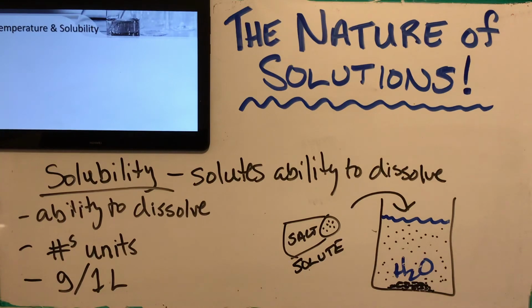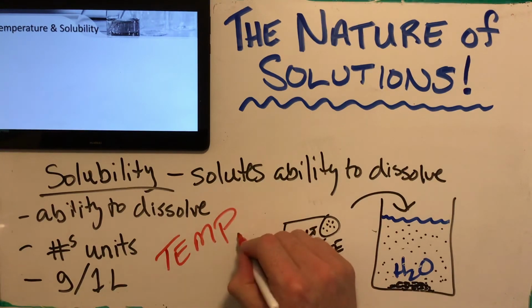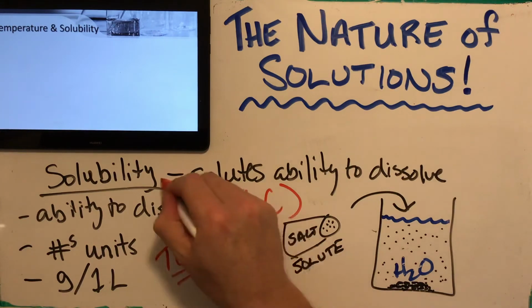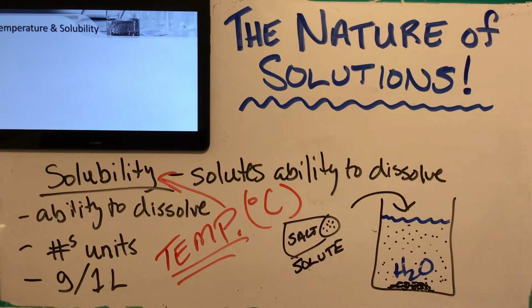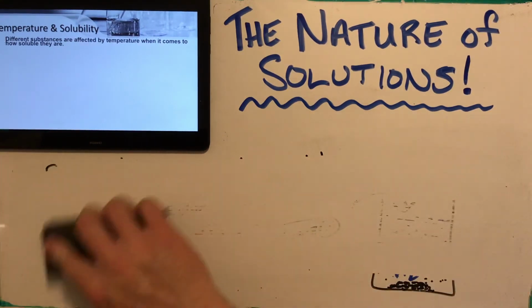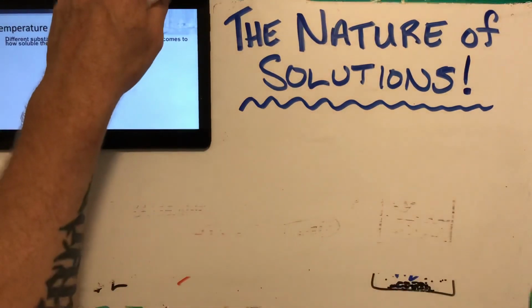Now, we said temperature has an effect on solubility. So what does temperature do? Because we know temperature, we measure it in degrees Celsius. It has an effect on solubility. Well, that depends on what the solvent is, and what our solute is. So there's a few different situations, and I'm going to describe them on this slide. I'm going to erase this because we are going to write a couple of things here.